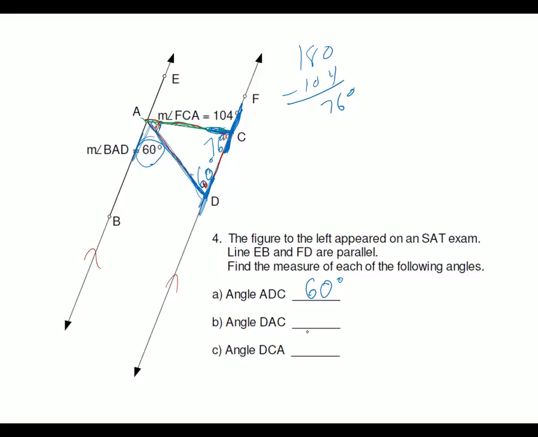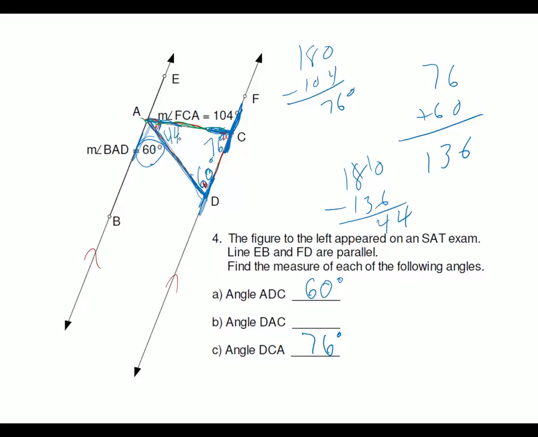Well, now there's nothing to stop me from getting angle DAC as the 3rd angle of a triangle. And so 76 plus 60 is 136. 180 minus 136 is 44 degrees. So as you can see, we have found the 3 angles that they asked us to find.